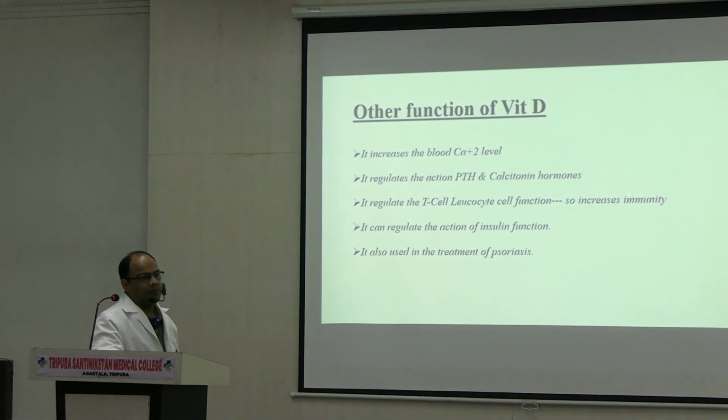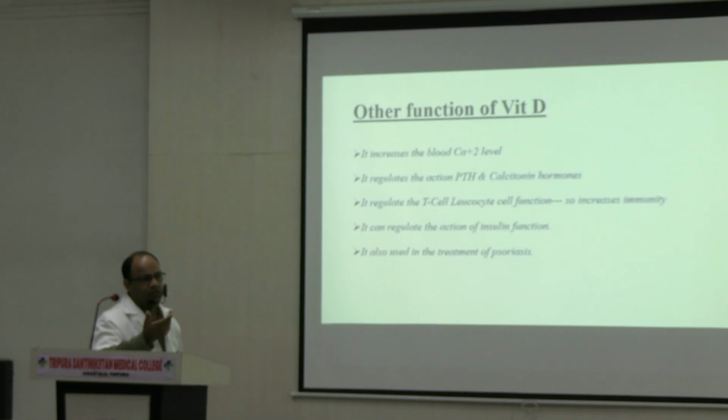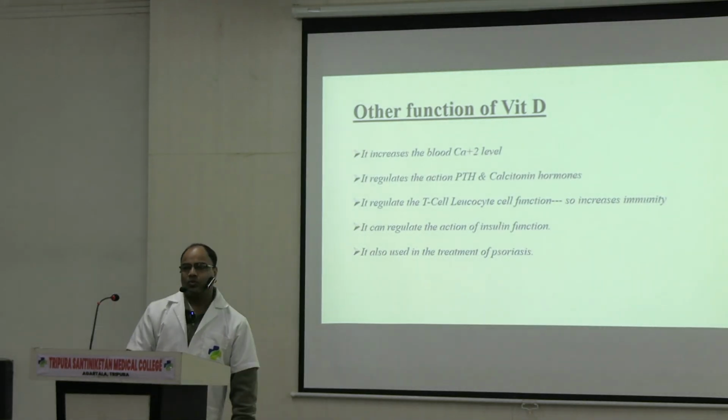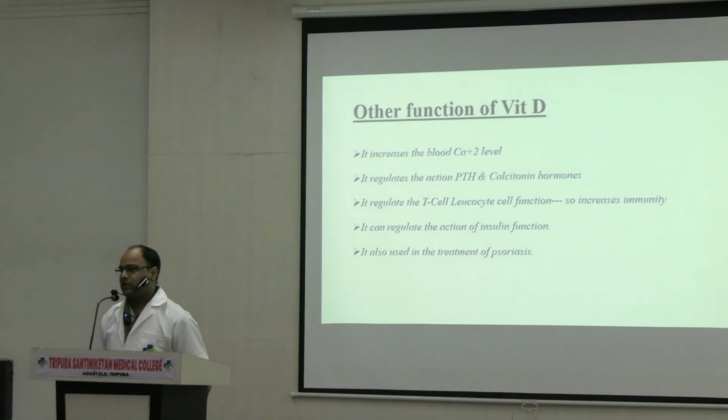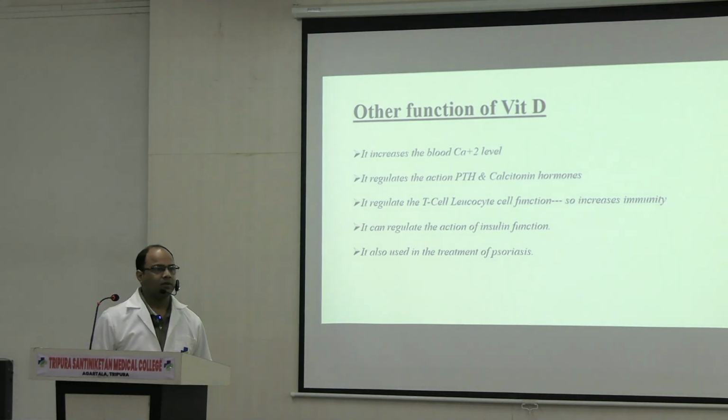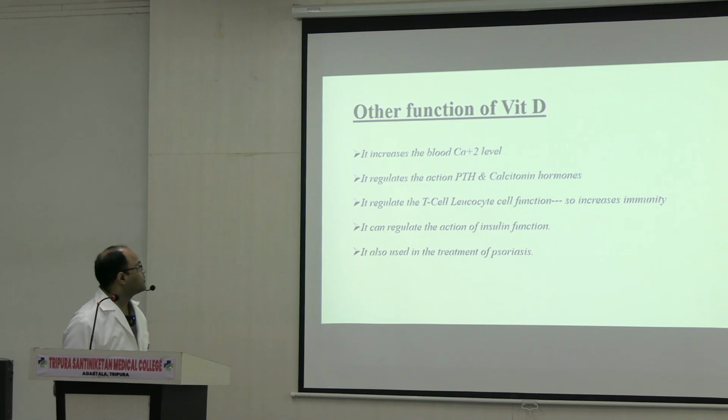Also used in some diseases like psoriasis. And what is happening in psoriasis? There is excessive proliferation of cells in the skin. So we use vitamin D supplement. It can prevent excessive cell proliferation in psoriasis.